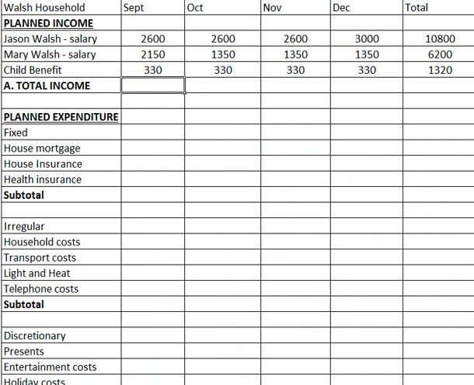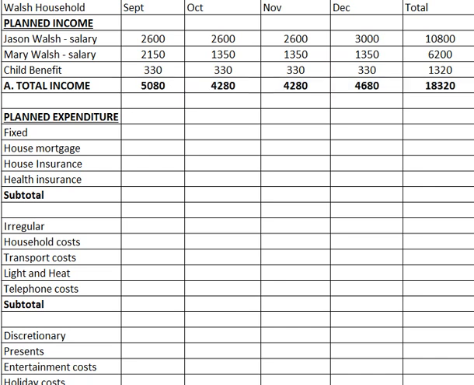Okay, so we're going to add up the total income for each month. So I'm going to total this: September, October, November, December, and the total columns. So total income, you see it there.